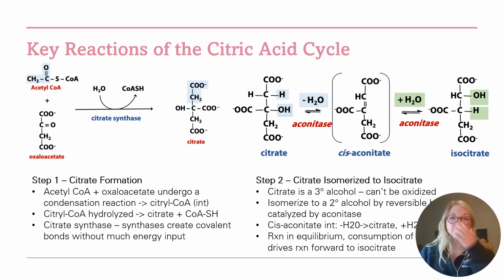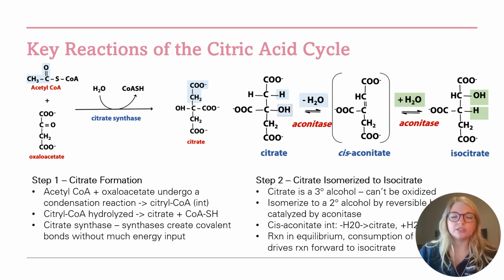Okay, so in the first step of the citric acid cycle, acetyl-CoA and oxaloacetate are going to come together through a Claisen condensation to form the intermediate citryl-CoA. A Claisen condensation is just when you form a new bond between 2 carbonyl compounds at the alpha carbon. The intermediate is going to be hydrolyzed to form citrate. The enzyme used in this step is citrate synthase, and something helpful to remember is that synthases are enzymes that create covalent bonds between molecules without much energy input.